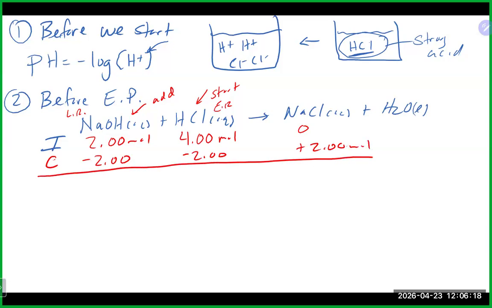And that means at the end here, we will end up with 4 minus 2, 2 moles, and 0 plus 2. That's going to go with 2 as well. I'm going to try without the calculator. My math teacher would be very proud.